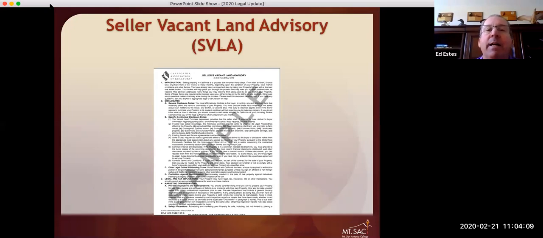Seller Vacant Land Advisory, SVLA. So this essentially is going to be viewed as a TDS for vacant land. The Transfer Disclosure Statement, or TDS, is a state mandated form. It's required by statute unless the seller is exempt on single family dwellings, 1 to 4 units. There is no mandated form for vacant land. However, it probably would be a good idea for sellers of vacant property to make a disclosure, and this would be the appropriate way to make disclosures if you're selling vacant land. Let's go to the next slide, if we would.